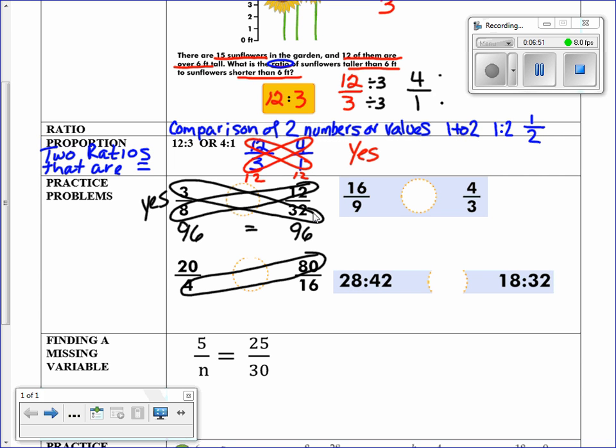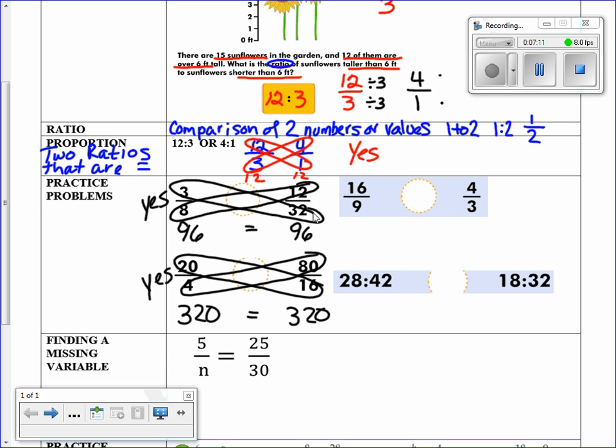80 times 4, and I get 320. 16 times 20. And again, I get 320. And since these are equal, again, I'm going to say yes.